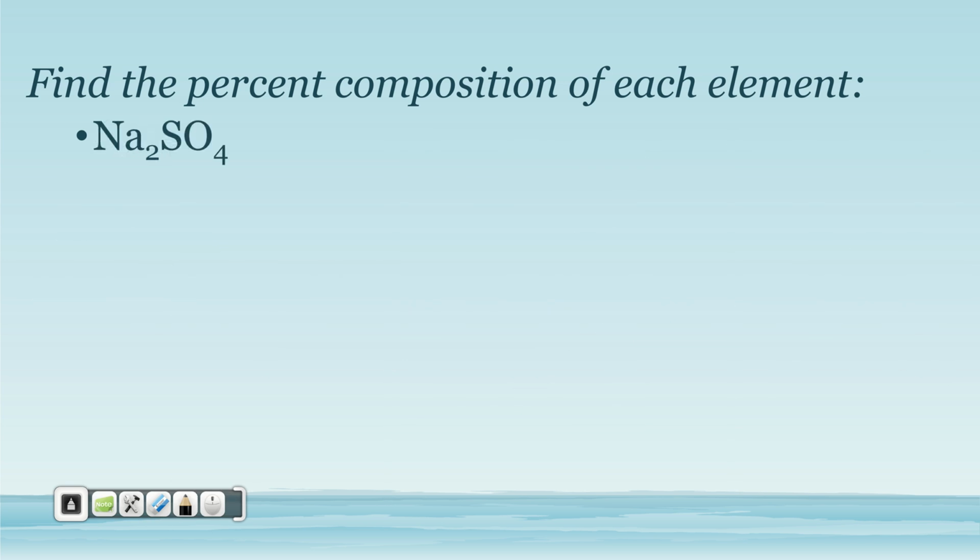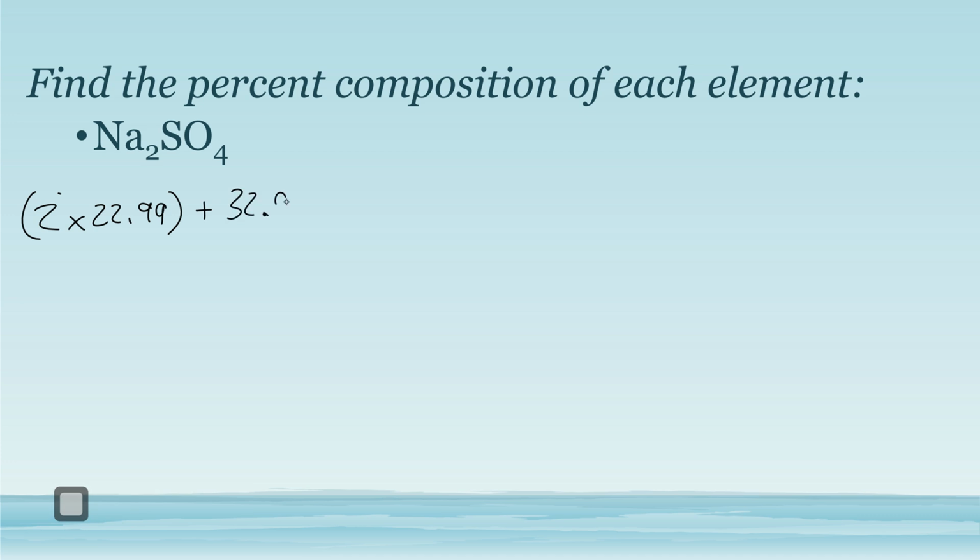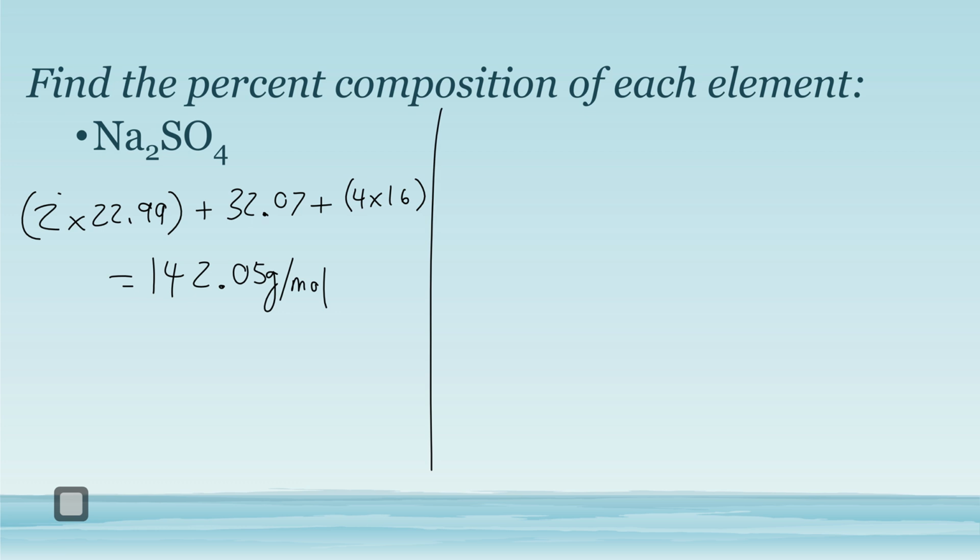Na2SO4. Okay, so we got 3 elements here. So this is going to be 2 times 22.99, that's the sodium, plus 32.07, that's the sulfur, plus 4 times 16, that's the oxygen. Okay? All right, so 2 times 22.99 plus 32.07 plus 4 times 16. The total molar mass of sodium sulfate is 142.05 grams per mole. And it's good if you write it out, because then you can just transfer everything over.